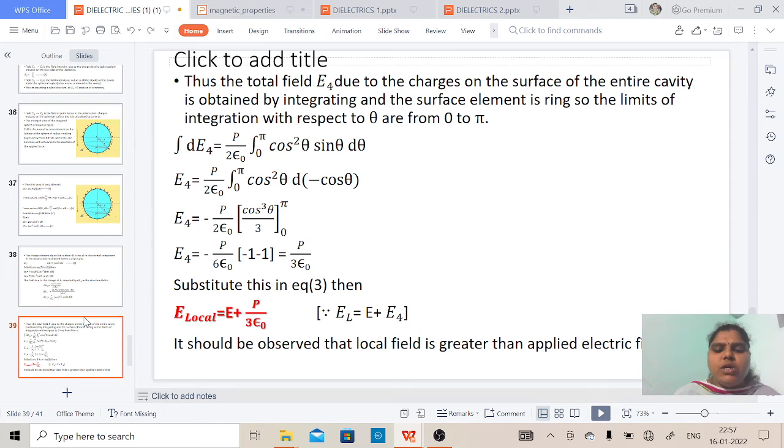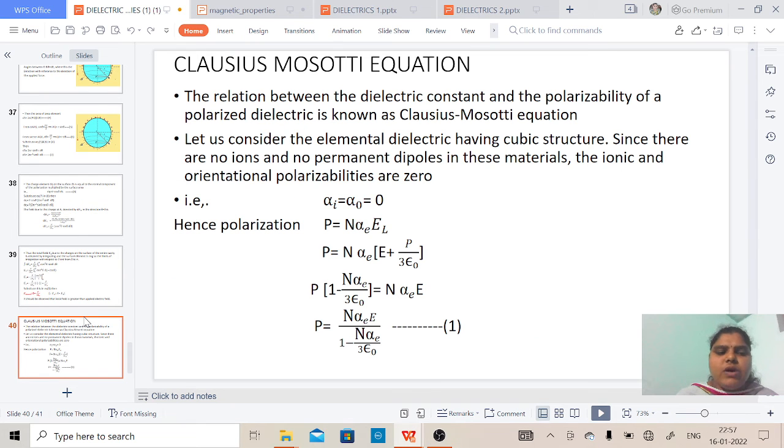It should be observed that the local field is greater than the applied electric field. So the local field is a strong field. Now let us see the Clausius-Mossotti equation. There is a relation between these two. After the Lorentz field, we are continuing this. The relation between the dielectric constant and the polarizability of the polarized dielectric is known as the Clausius-Mossotti equation.